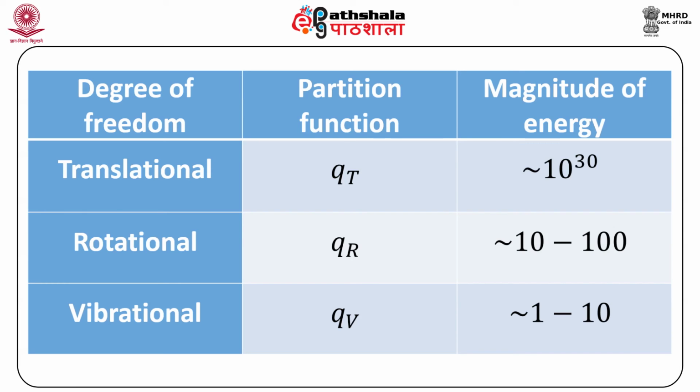One needs to know that the translational partition function Qt has a magnitude of the factor 10 to the power 30. Whereas for the rotational degree of freedom, this factor is in the range 10 to 100, and for the vibrational degree of freedom, it becomes 1 to 10.